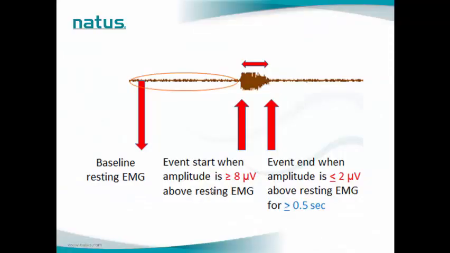This slide illustrates how to identify an isolated limb movement. Baseline resting EMG is defined when the amplitude is lower than plus minus 5 microvolt, and an event onset is defined when the amplitude goes higher than 8 microvolt above the resting EMG, and it ends when the amplitude goes lower than 2 microvolt above resting EMG for more than or equal to 0.5 seconds.